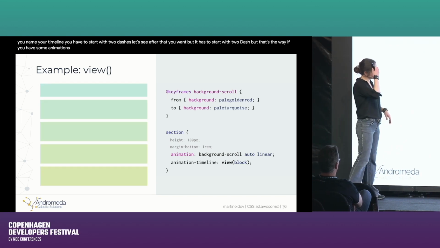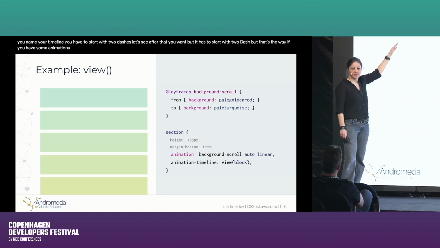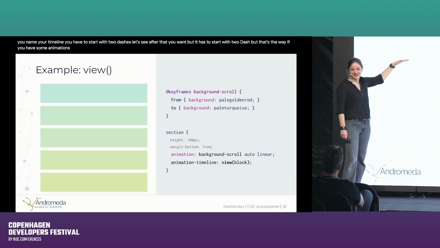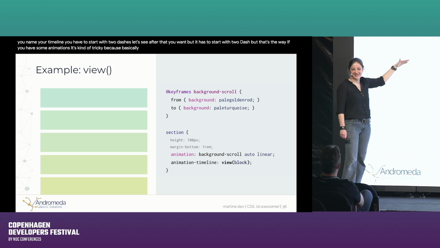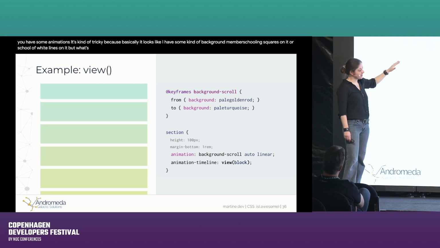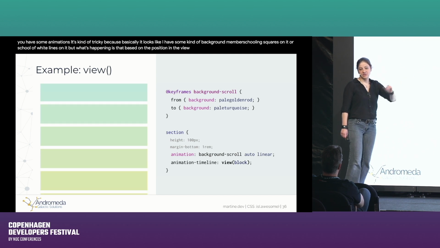And so what happens with a function of view is that you'll notice that as much as I'm scrolling, the colors stay the same. It's kind of trippy because it looks like I have some kind of background and I'm just scrolling squares on it or scrolling white lines on it. But what's happening is that based on the position in the view, the animation is taking place.